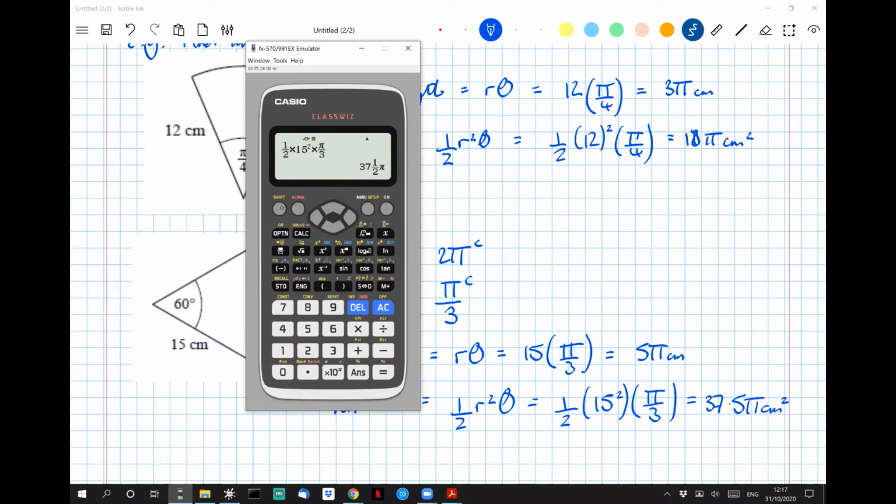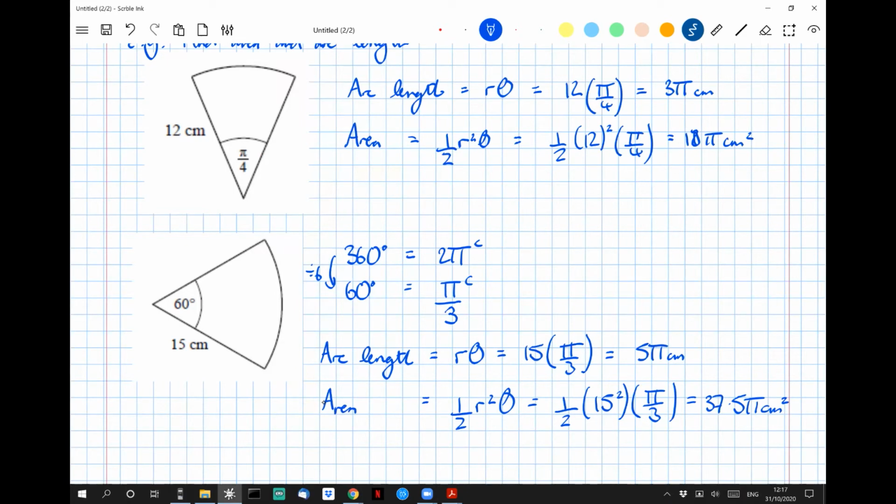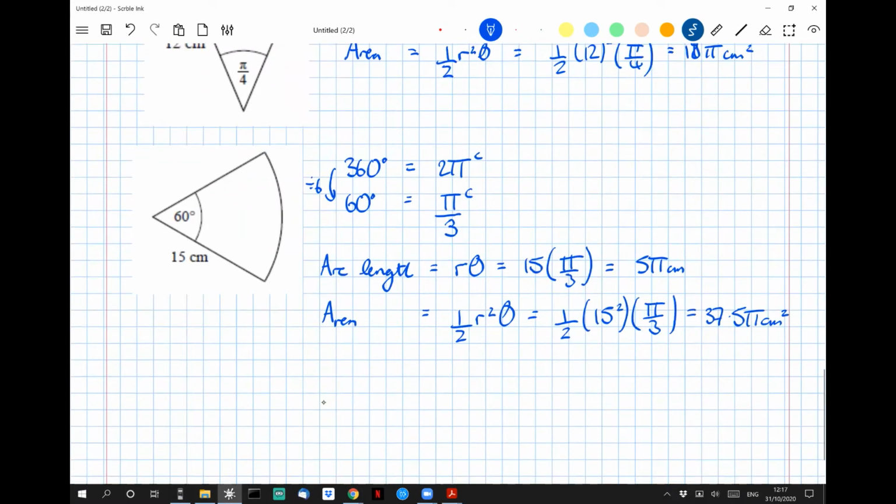The way I'm going to change that back: shift, then set up, and go down to fraction result. Now I want it as a top heavy fraction, which is option 2. So hopefully if I press equals there, 75 over 2. Sometimes it's useful to have mixed numbers. Sometimes it isn't. In this case, I think it isn't. So there they are there.